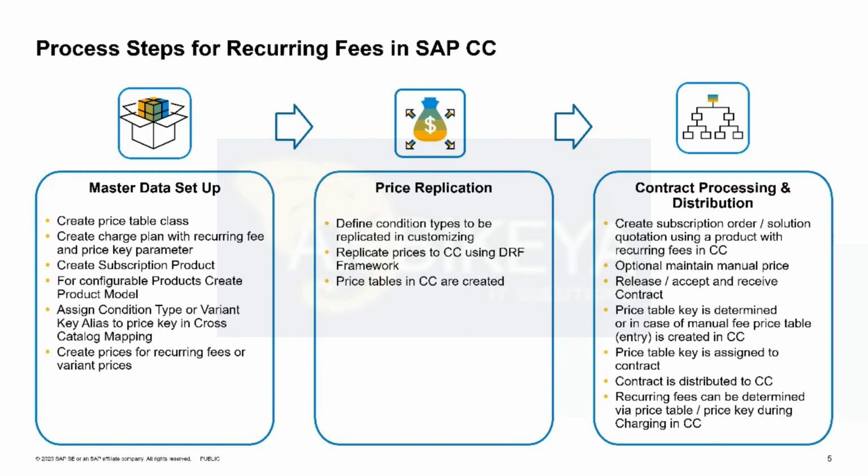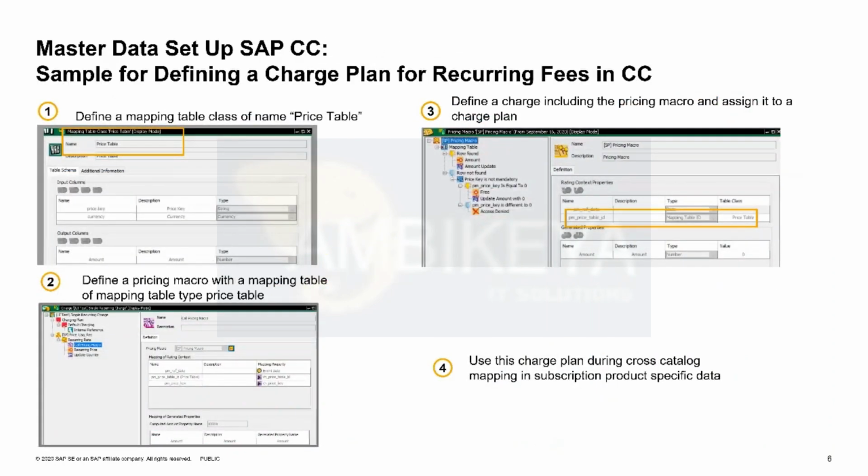So this is now a deep dive on how this looks in conversion charging. It's not every single step, but more or less an overview of what happens. So the first step when you want to use recurring charges in CC is that you have to create a mapping table, which is called price table. And you have to use exactly this name, price table.